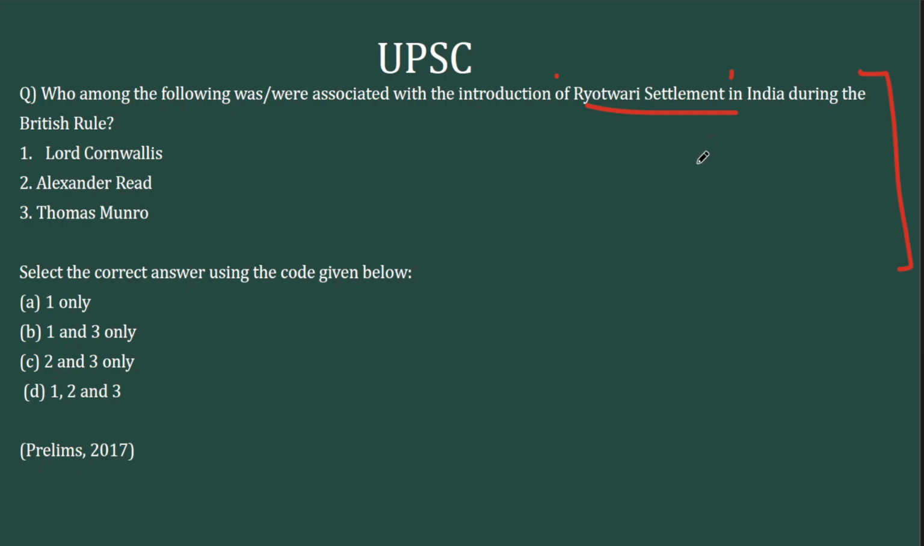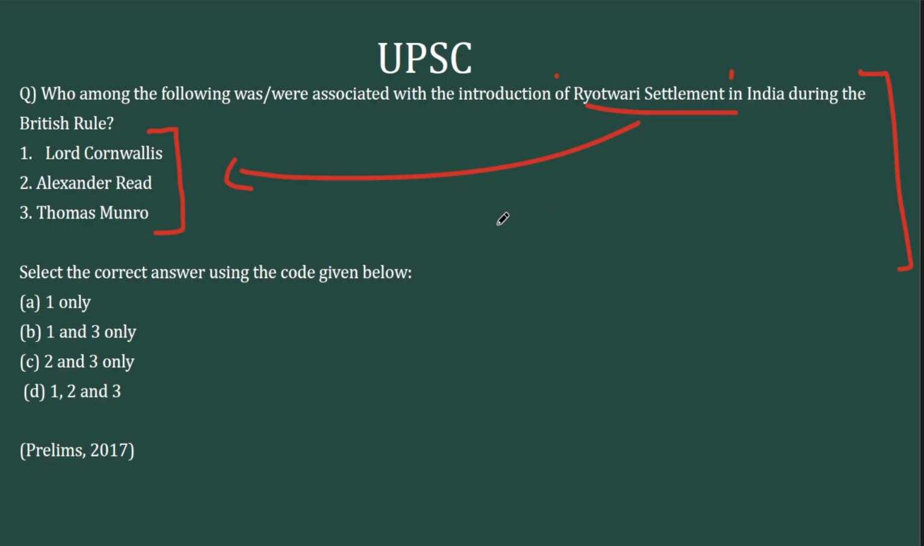And you have associated questions, not necessarily direct questions, with respect to permanent settlement or other revenue settlement systems that will be coming. So I'll just explain the concept here once I read the question. The question is, which among the following was or were associated with the introduction of ryotwari settlement in India during the British rule? You have three names: Cornwallis, Reed and Munro, and you just have to find who is associated with ryotwari. Now this is why I said I'll explain the concept.